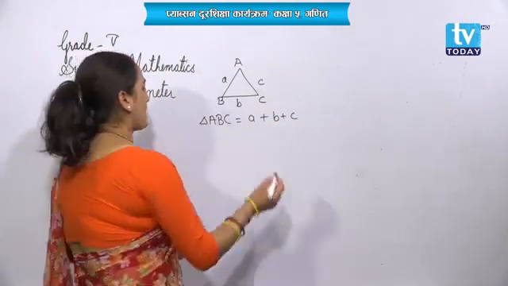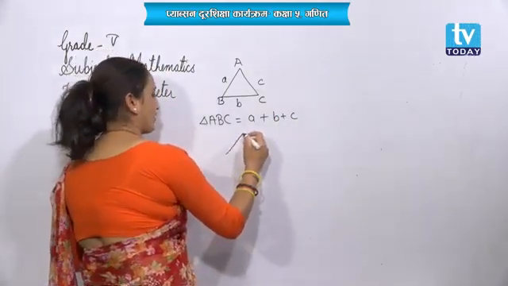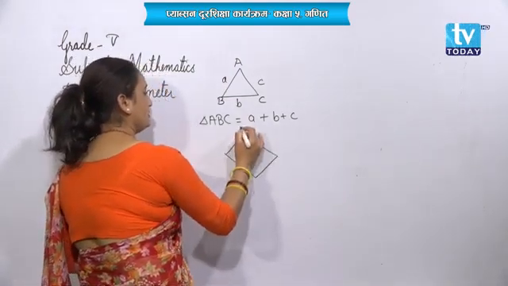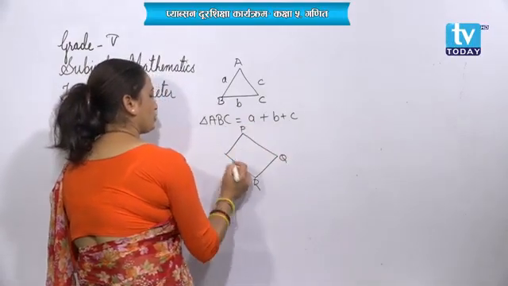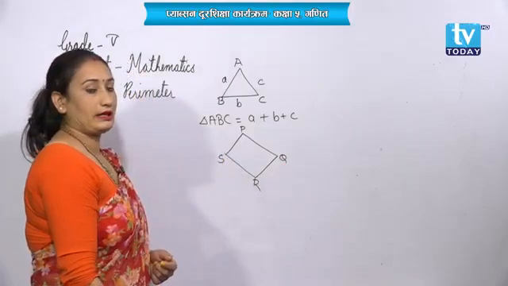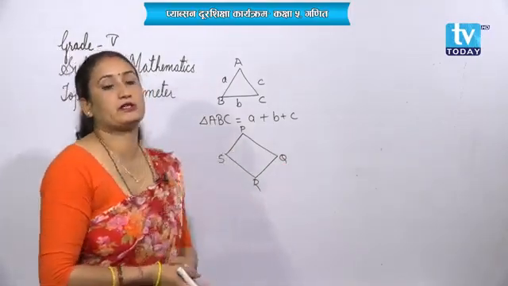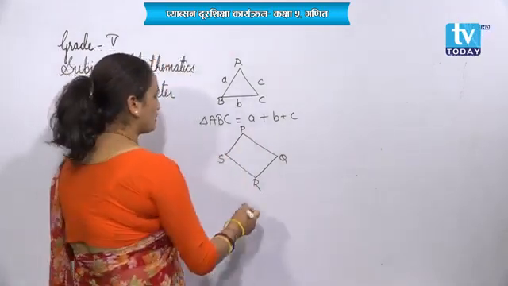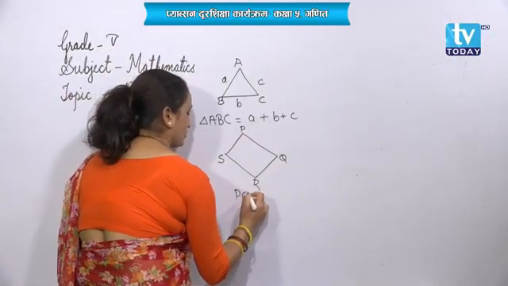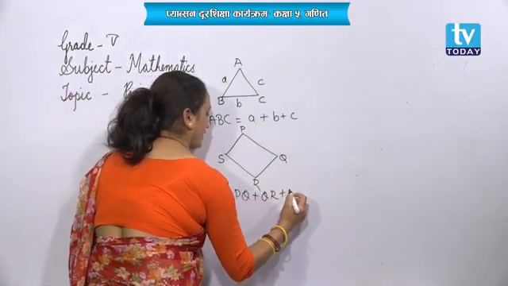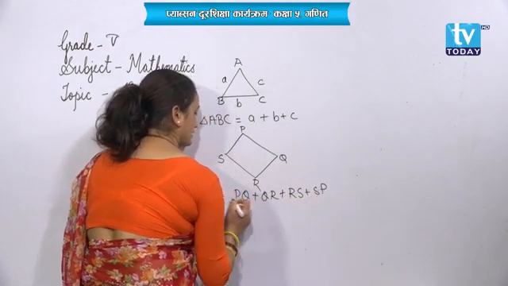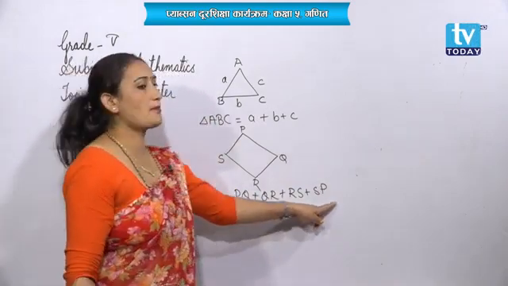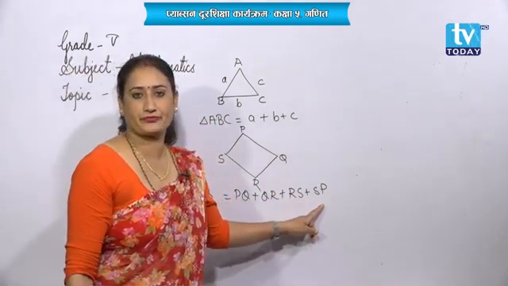Then we can take another shape, a quadrilateral having 4 sides. Okay, this is another quadrilateral. We can give it the name PQRS. So, if I want to take the perimeter of this quadrilateral, what should I have to do? I have to take PQ plus QR plus RS plus SP. That is in quadrilateral PQRS. That means it's the sum of all 4 sides.